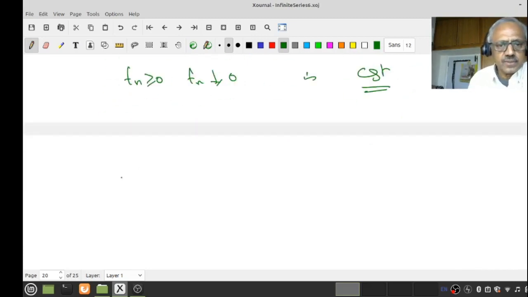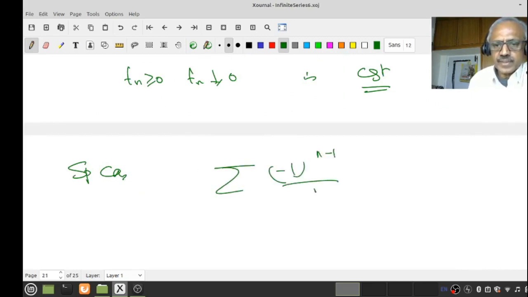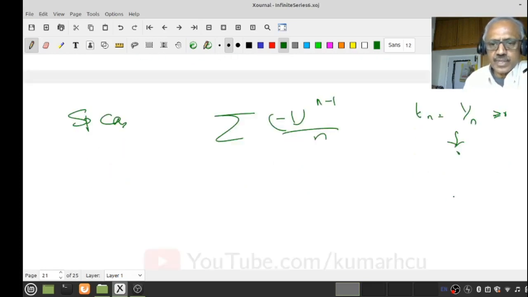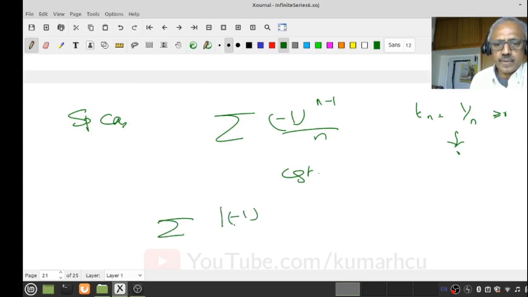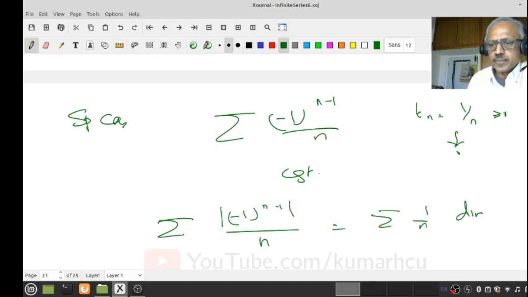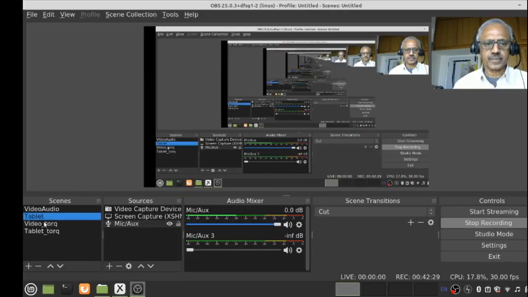So a special case is minus 1 to the power n minus 1 by n, where Tn is 1 by n. Now the Tn's are positive and converge to 0, therefore I know this is convergent. But what is the absolute value series? This is divergent. So if a series is absolutely convergent, we know the corresponding infinite series summation an is convergent, but the converse is not true.